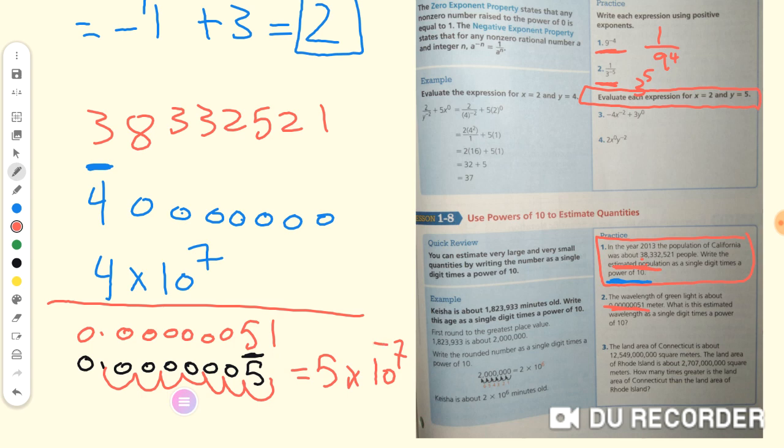So a decimal, a very small number, is always with a negative power of 10, and a big number is always 10 to the positive power. If the number is less than 1, it's always 10 to the negative power, and greater than 1, the power of 10 is always positive. Take care about it. This is the estimation. I'll give you an example like this in the exam.